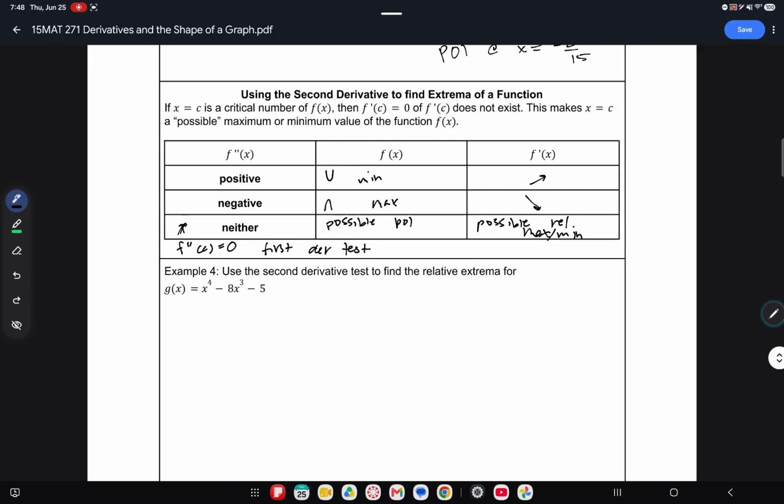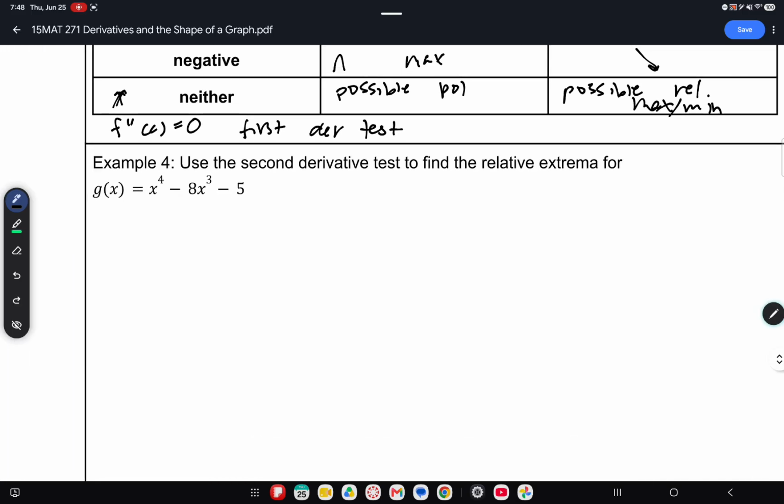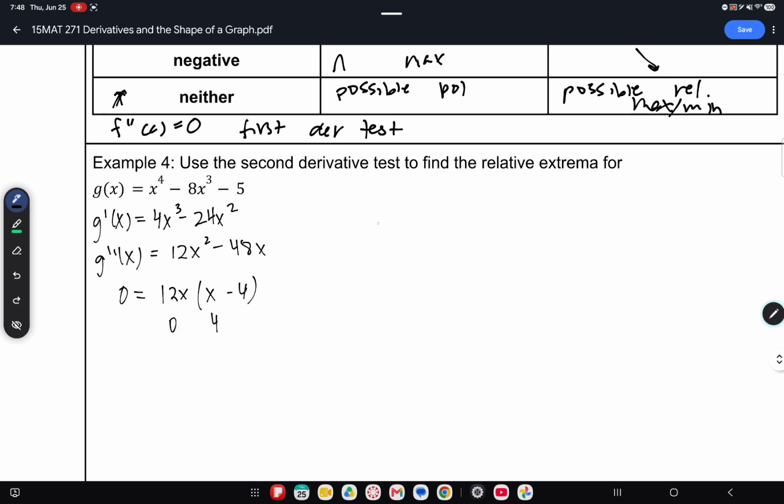All right, so use the second derivative test to find the extrema for this function. So, all right, let's find the second derivative. Set it equal to 0, and I'll find a GCF here. So I'll get 0 and 4. Let's plug in 1. So 12 times 1 is positive 1 minus 4 is negative. So in the end, that's negative. And these multiplicities are odd, so it will cross.